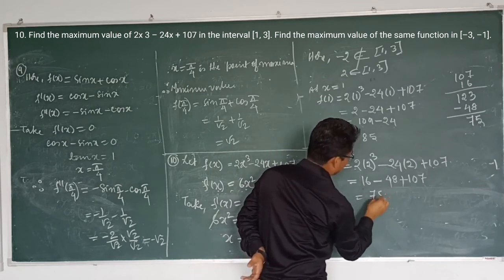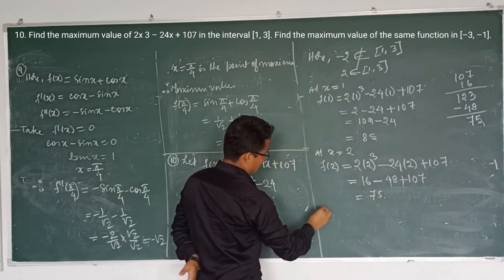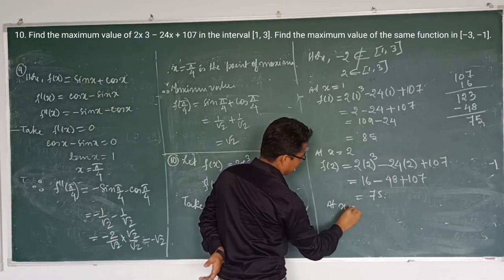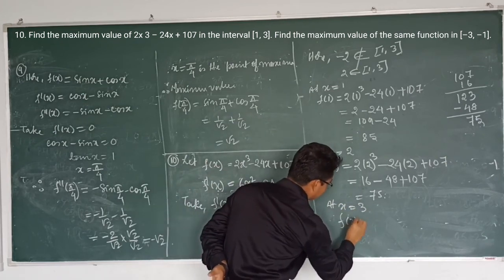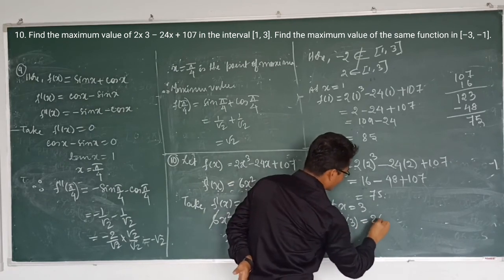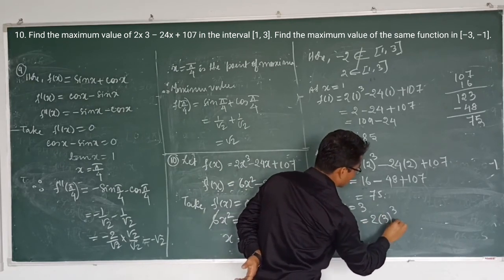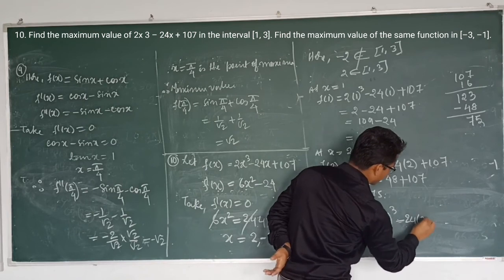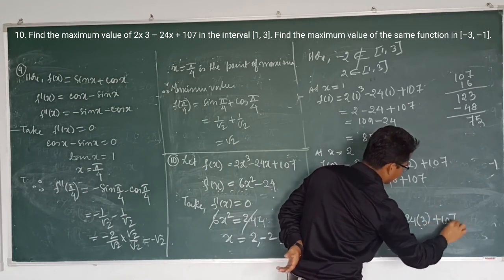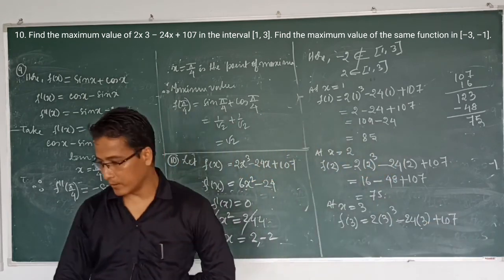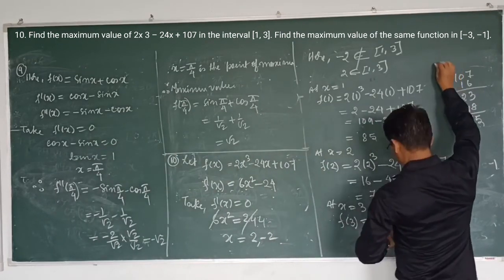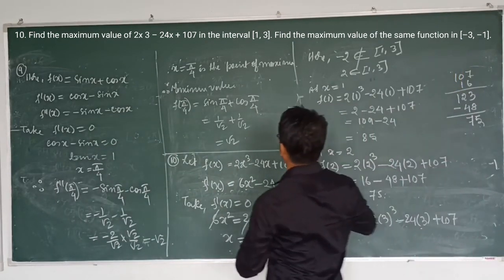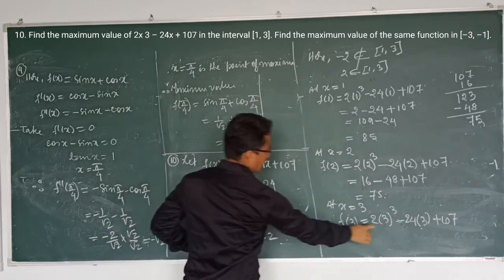You will get 75. So at x equal to 3, so f of 3 equal to 2 times 3 cube minus 24 times 3 plus 107. So directly we write the value, okay, that is 27. So I do the calculation here.